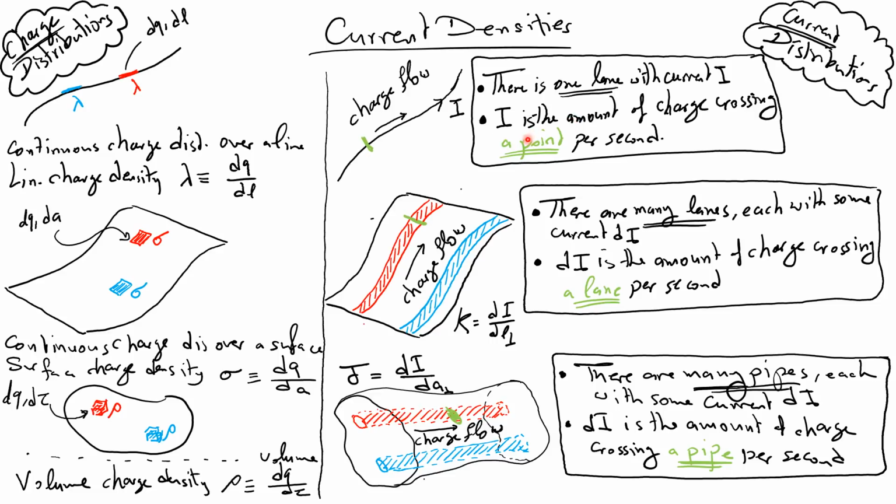And what's the definition of I? This is the amount of charge crossing a point per second. So pick some point down this line. I denoted this point by this green mark. You just sit here and count how many charges are crossing this mark per second, or per unit time, and this is your current by definition.